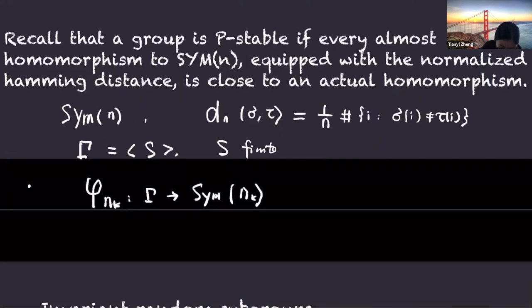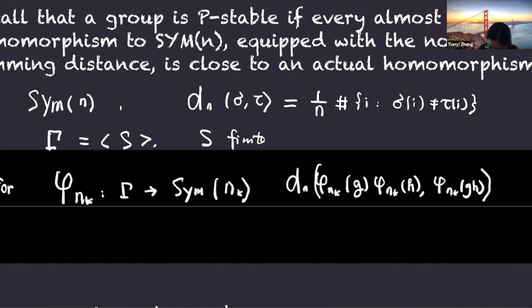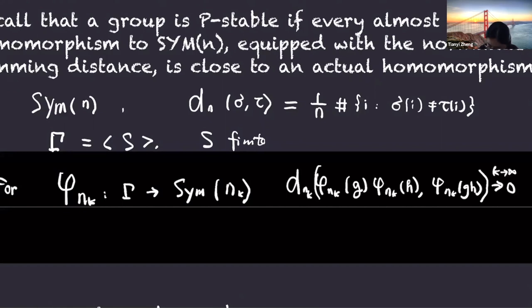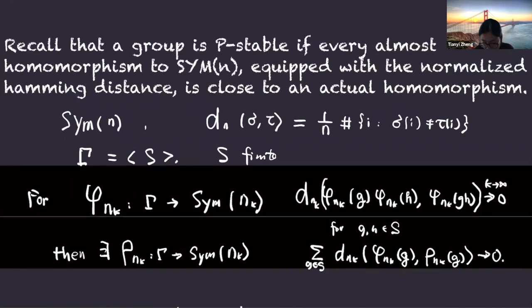Such that if you look at them on the generators, it's close to satisfying the homomorphism property. So the d_n of these goes to zero when n goes to infinity for the generators. And then P-stable means that if this is satisfied, then you can find honest homomorphisms such that they are close. If you measure the distance for these two maps on the generating set, it goes to zero. So this is the notion of permutation stability that has been discussed in the past weeks.